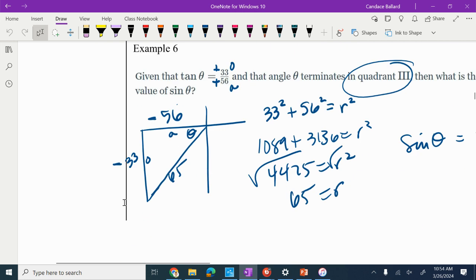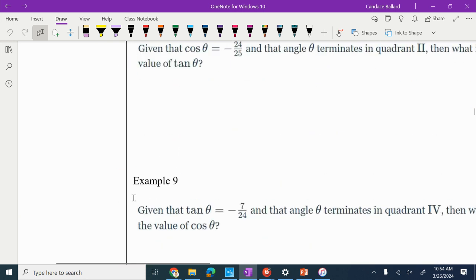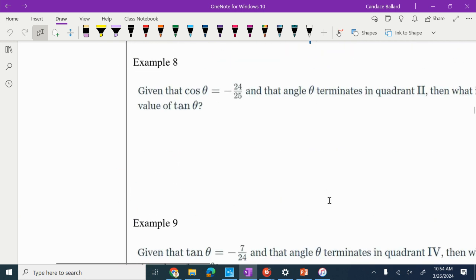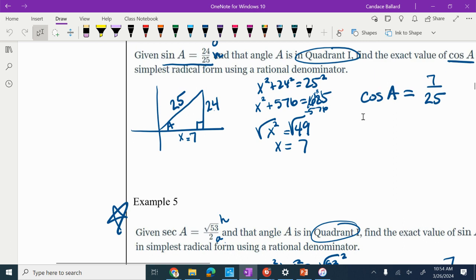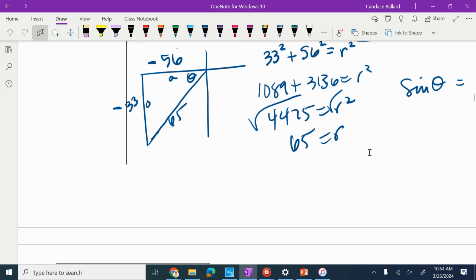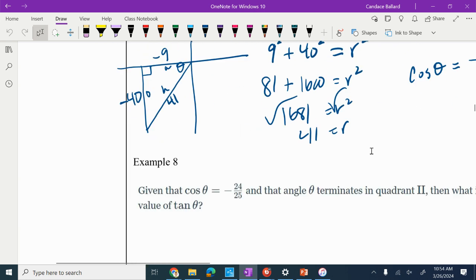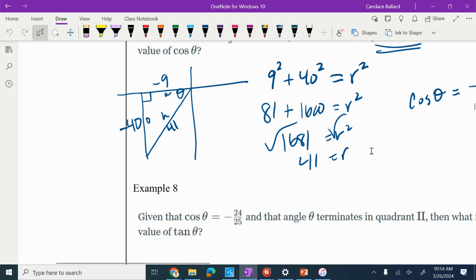Awesome. Okay, so we should be on example 8. We've got a couple more of these. So we had gone from it just being in quadrant 1 to it being in other quadrants. And really the name of the game is this: draw the triangle in the right quadrant, use the Pythagorean theorem to find the missing side, and then write the ratio that they ask for.